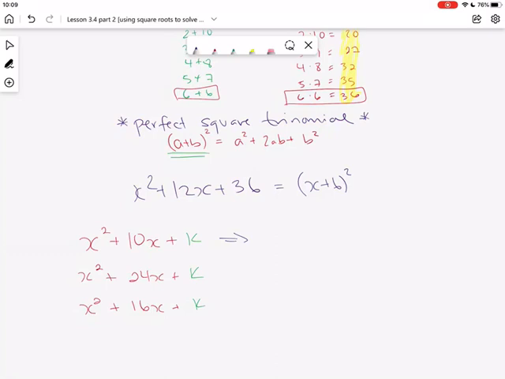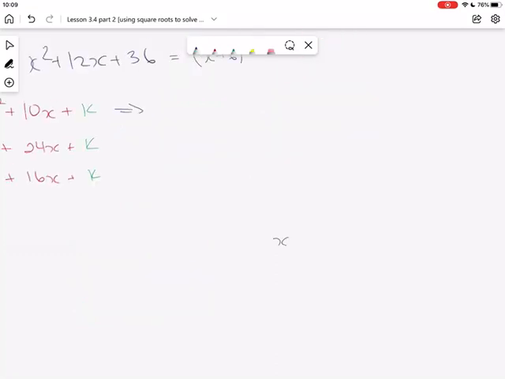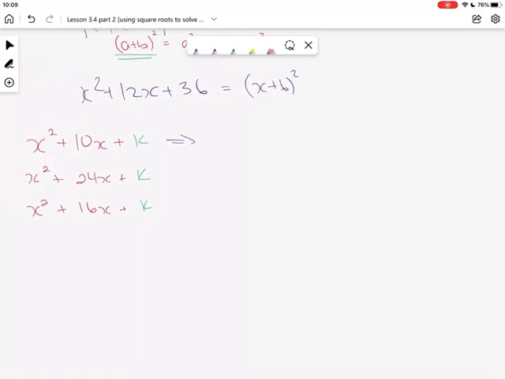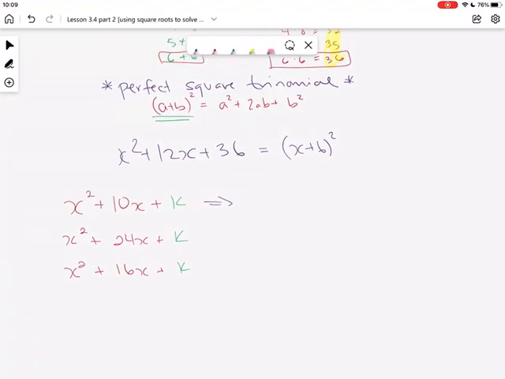So in order for x squared plus 10x plus k to be factorable, not just factorable, but also a perfect square trinomial, that means I would have to have something being multiplied by itself. And the only factor that will allow for that to happen is if I had plus 5.